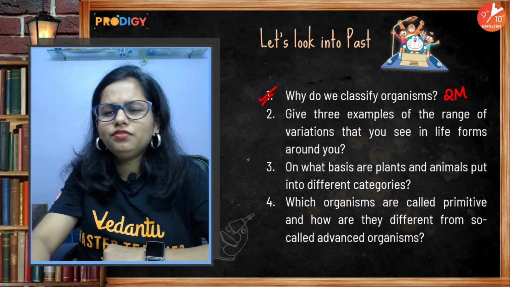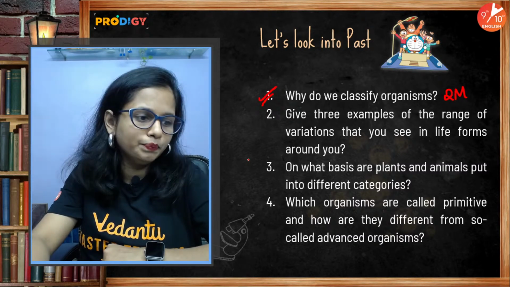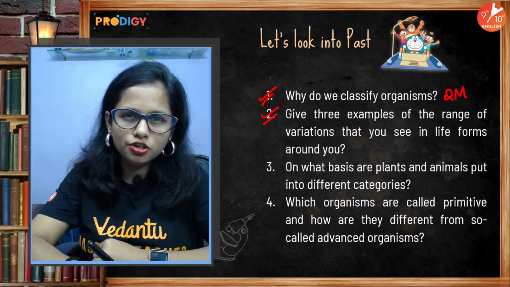And then, give 3 examples of the range of variations that you see in the life forms around you. Can anyone tell me the answer to this particular question in the comment section, in the chat?